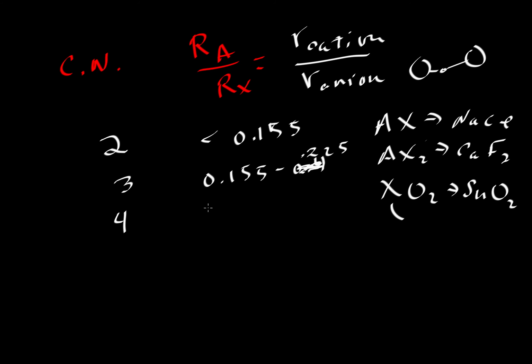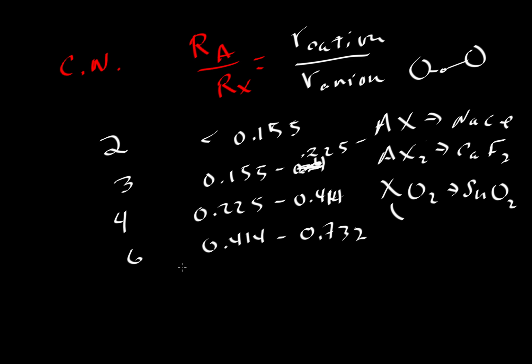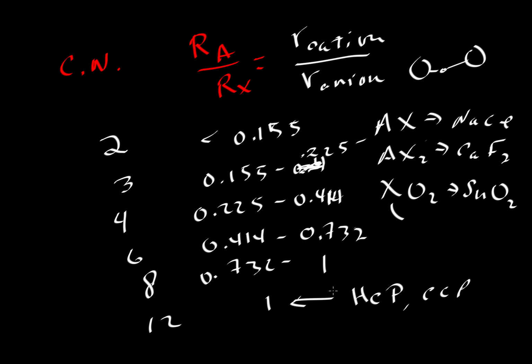For 4-fold coordination, we'd start at 0.225, which was the upper limit over here, and we'd go up to 0.414. A little dyslexic here, so that's a 0.414. Then for 6-fold, it would be 0.414 to 0.732. 8-fold, 0.732 to 1, and then 12-fold is when they are equal in size, and then we move on to HCP and CCP type closed pack structures.